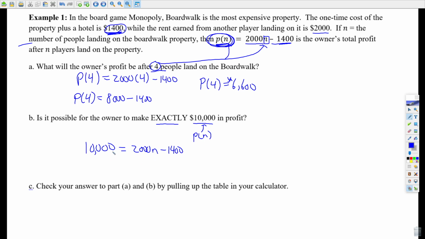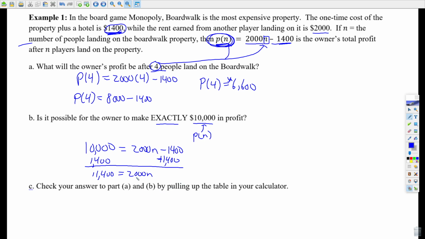So basically, one way we could do this is we can solve this equation for n. And that will be like the first way we do it. And then we'll get to the calculator part in part C. So how do we solve this for n? Well, we got to move over the 1,400, and then we're going to get rid of the 2,000. So we add 1,400 first to both sides. It's a plus sign, 1,400. So that means this is 11,400. The other side is 2,000n.